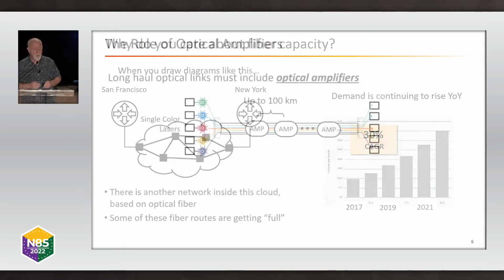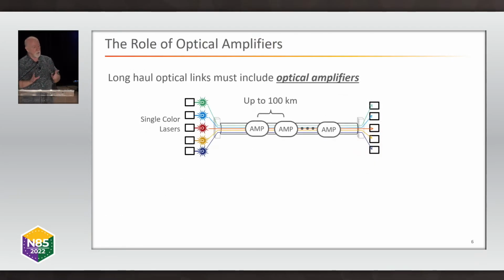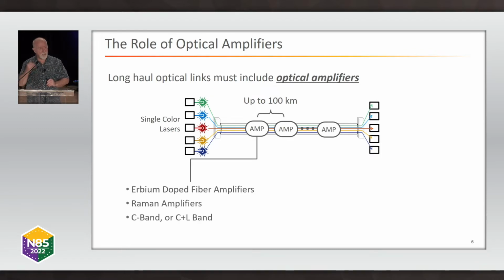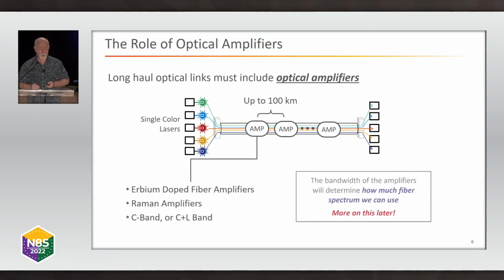So I talked about amplifiers, and long-haul networks have to include these optical amplifiers. Typically, we use erbium-doped fiber amplifiers, or EDFAs. We also use Raman amplifiers, and these typically amplify in 2 bands, the C-band and L-band. And most networks today are still using C-band, although it's becoming increasingly popular now to light up the L-band as well.